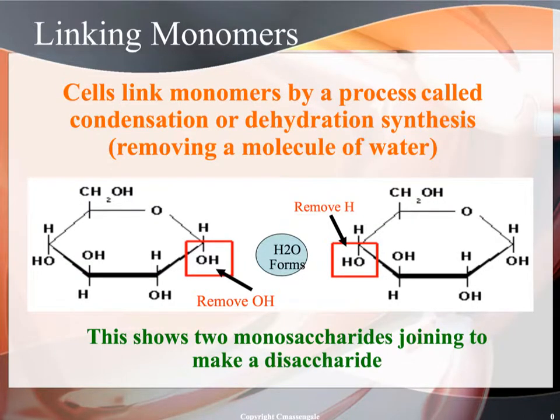Monomers are linked by a process called condensation or dehydration synthesis, and of course this word dehydration should clue you into the fact that we're dealing with water. So really removing a molecule of water. And if you look here, we've got two monosaccharides that we're going to join together to make a disaccharide by taking the hydroxyl group off of this particular end of this molecule and just the hydrogen out of this. And if you remove those two things, you're going to be making water, and the oxygen then becomes a bridge in the middle. So these are now linked together. So this is how dehydration synthesis works, by removing a molecule of water.